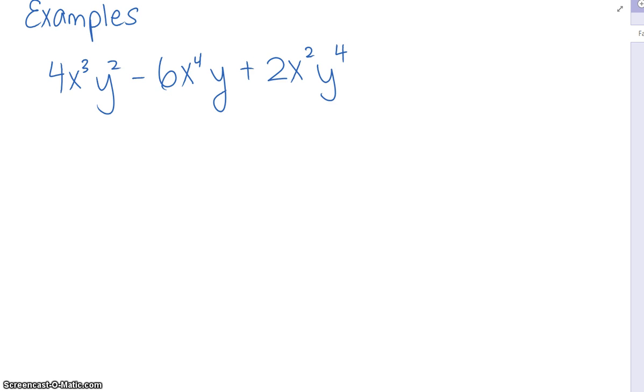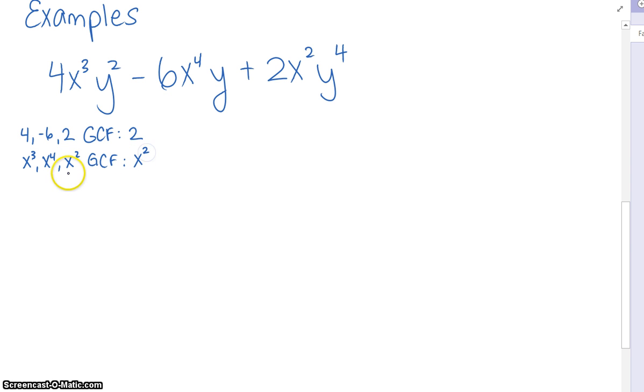So if I look at each individual term, and we look at the parts again, if we look at the coefficients, 4, negative 6, and 2, we still want to find our greatest common factor. In this case of 4, negative 6, and 2, it is going to be 2. Of your x cubed, your x to the 4, and your x squared, the greatest common factor of these 3, again, you need to find a power of x that divides out every single one. It works out to being the lowest degree.